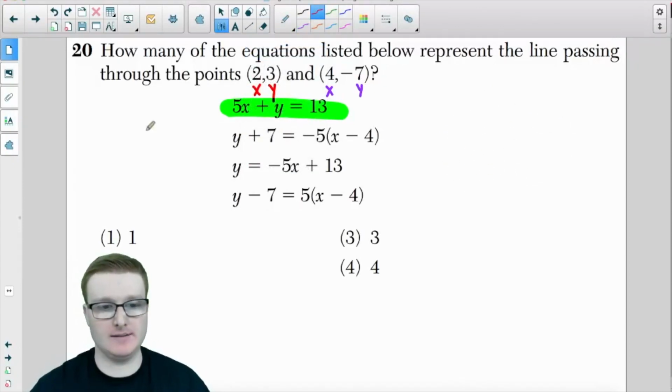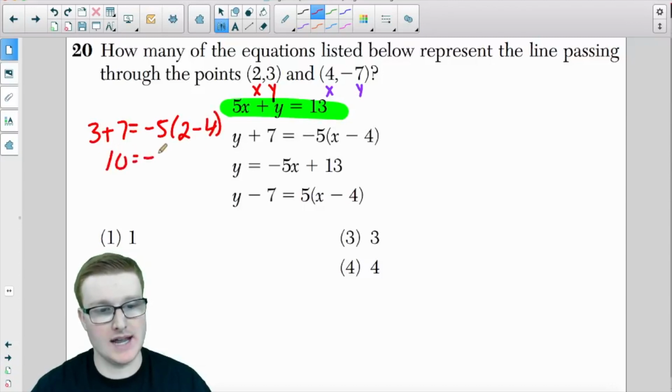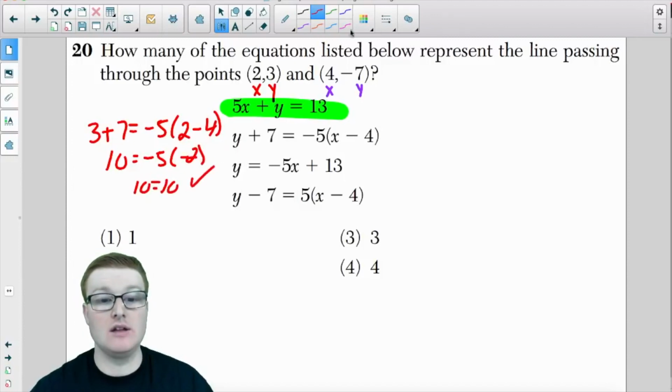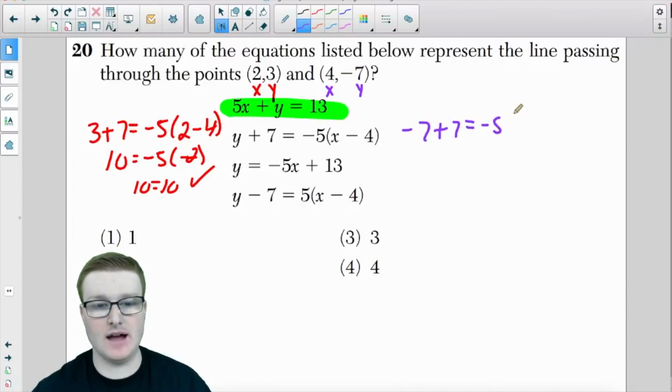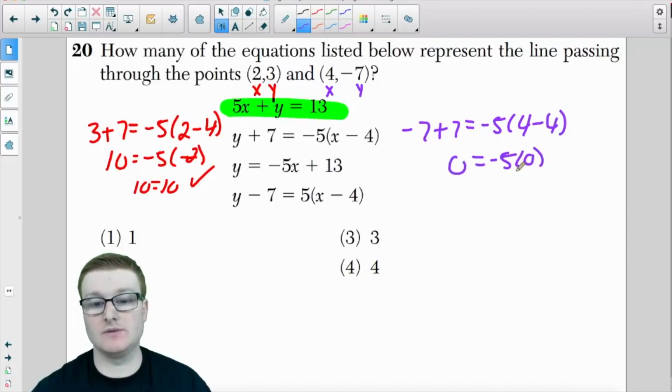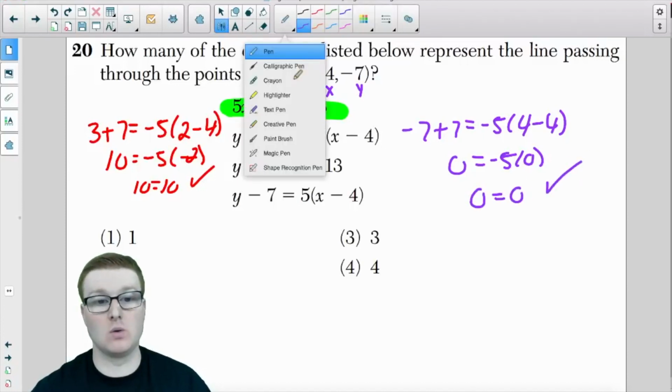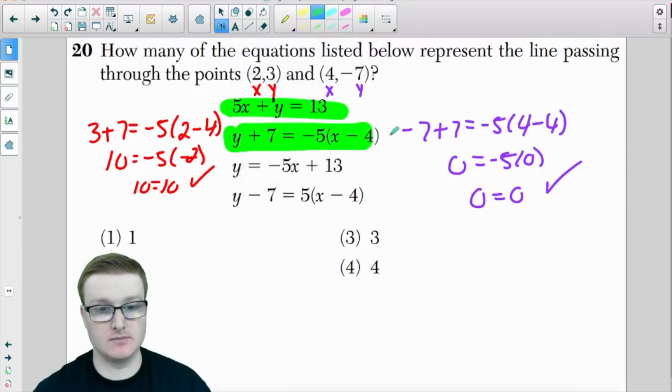So same process again. Plug it in. So y is now 3. So we get 3 plus 7 equals negative 5 times x, which is 2, minus 4. So we get 10 equals negative 5 times 2 minus 4, which is negative 2. We get 10 equals 10. That checks out. Now we need to check the purple one. So we get negative 7 plus 7 equals negative 5 times 4 minus 4. Negative 7 plus 7 is 0. Does that equal negative 5 times 0? Well, negative 5 times 0 is just 0. Does 0 equal 0? Yes, it does. So this line also works. That's a good line.